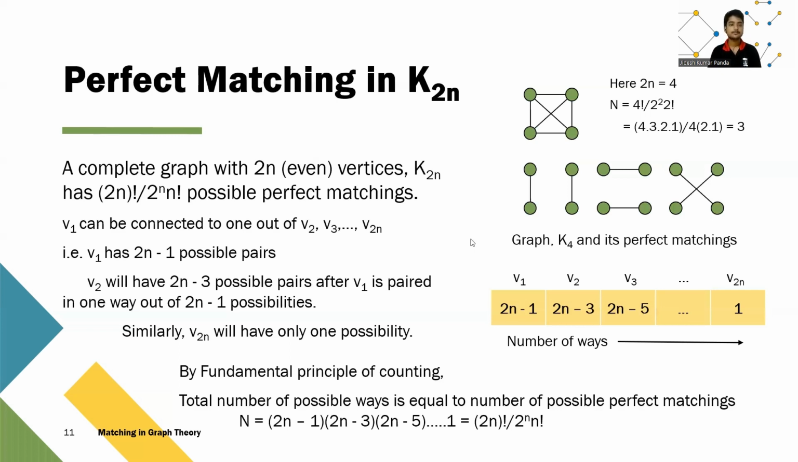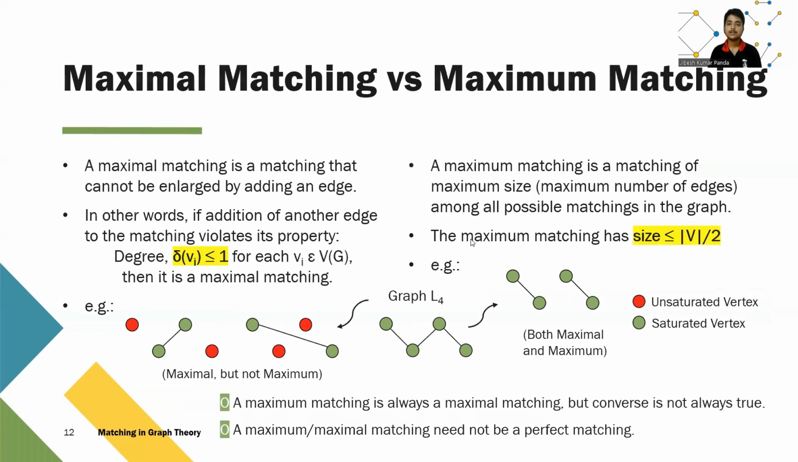Moving forward, we have the comparison between maximal matching and maximum matching. So the maximal matching is a matching that cannot be enlarged by adding an edge. That means to a maximal matching, we cannot add one edge, else it will violate the property of a matching, that the degree of any of the vertices will exceed the limit, that is 1.